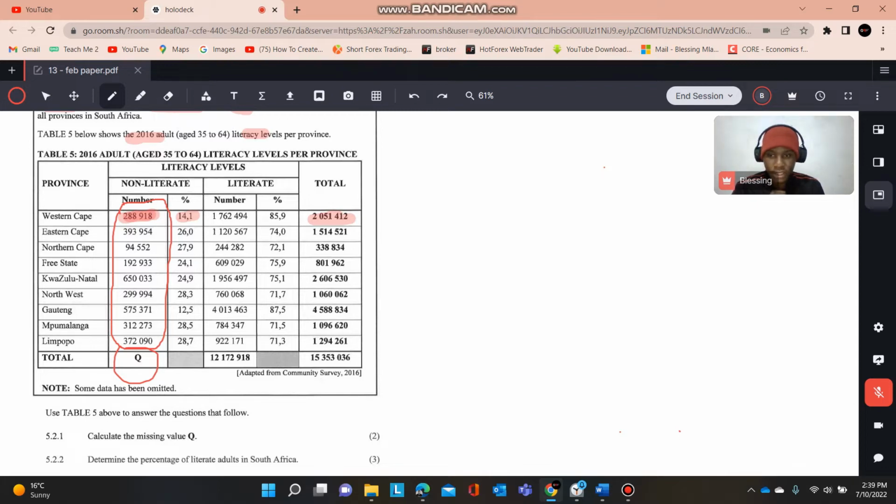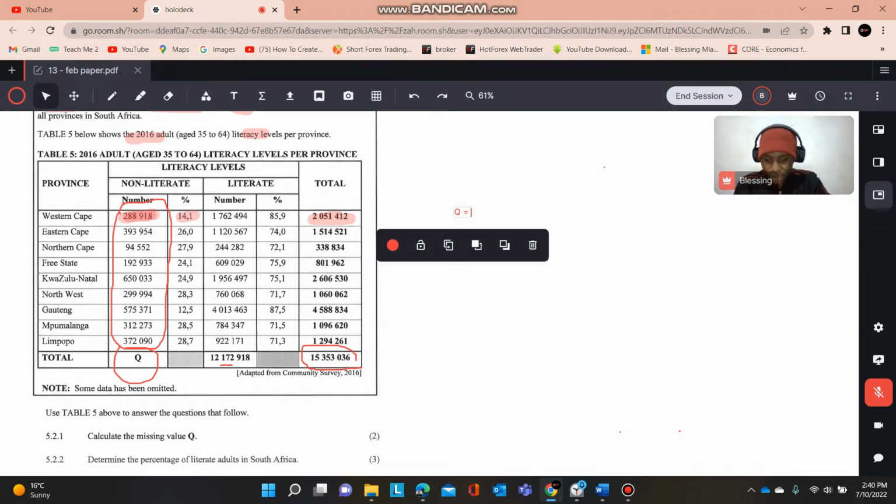Or the second way is you can take the total number of adults in South Africa. This total over here represents the total number of adults in South Africa. You subtract the total number of literate adults in South Africa, and then you get the total number of non-literate adults. So we can just write it down real quick.